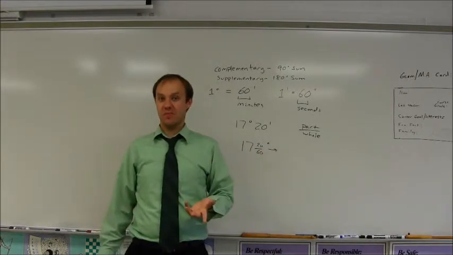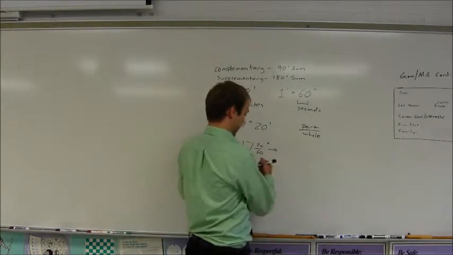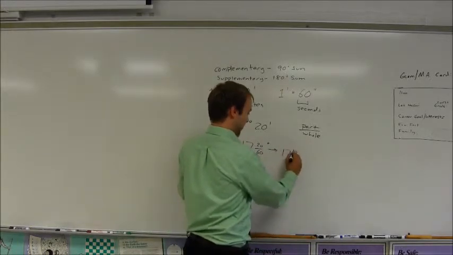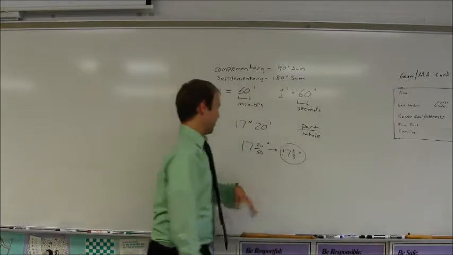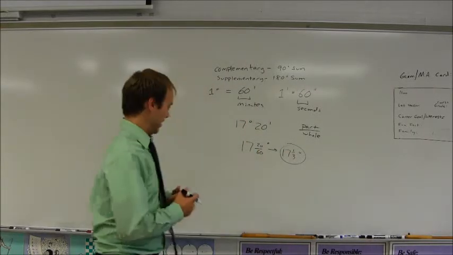And of course, anytime you simplify a fraction, you want to divide out the greatest common divisor. In this case, 20 divides out of both of these. That's 17 and 1/3 degrees. And a lot of you probably realize that 20 was 1/3 of 60 in the first place. So that's all you would need to do there.